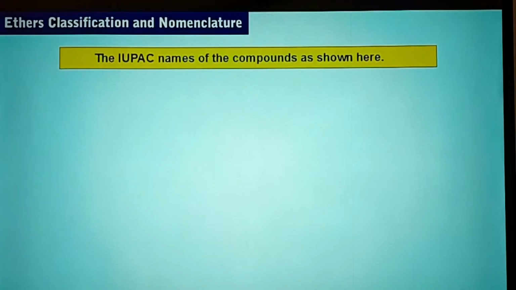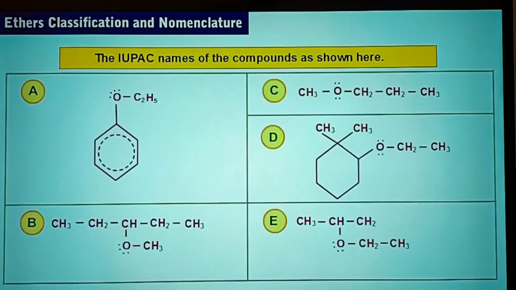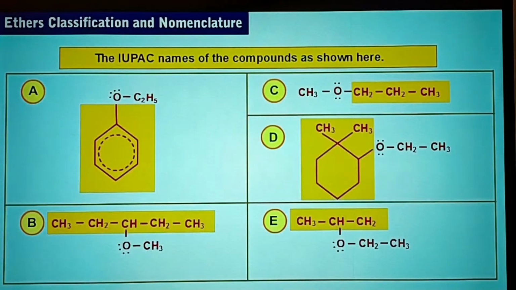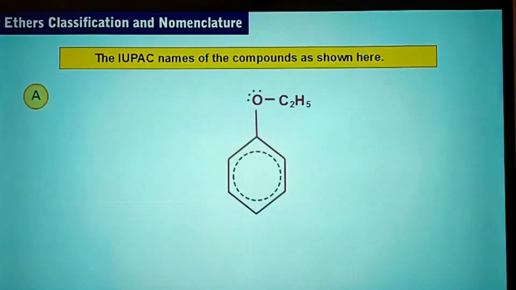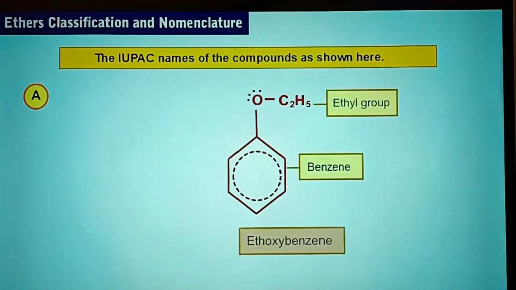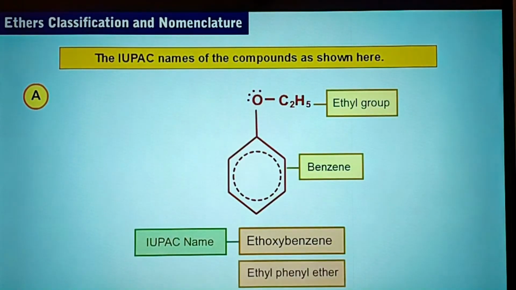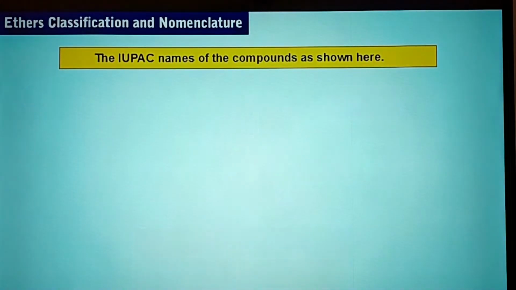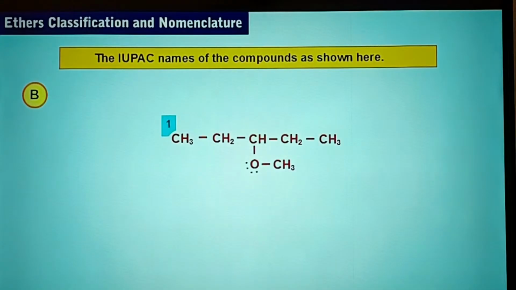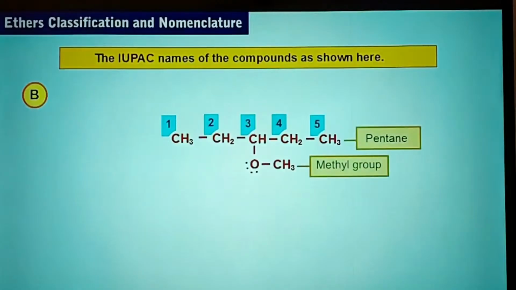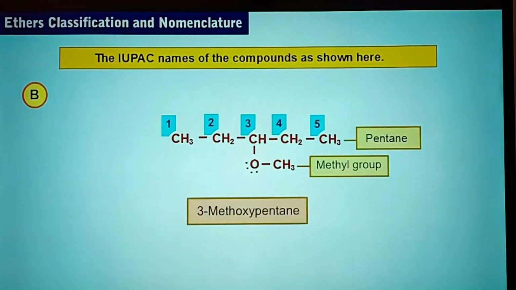Let us try to find the IUPAC names of the compounds shown here. Molecule A is ethoxybenzene. Its common name would be ethyl phenyl ether. Molecule B has a 5-carbon chain with an ether linkage attached to a methyl group at carbon 3. Thus, molecule B is named 3-methoxypentane.